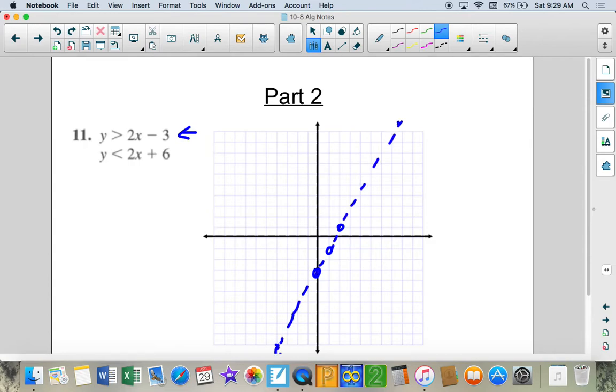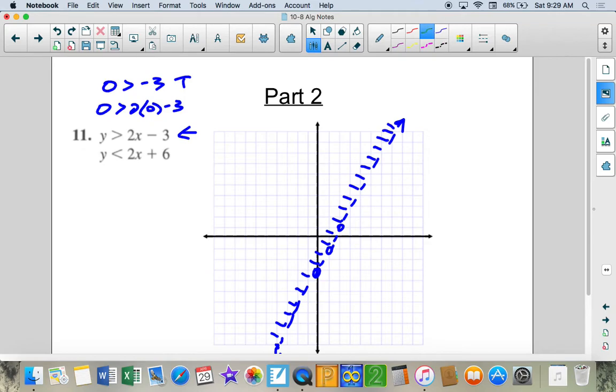And now I'm going to draw a dotted line representing the border. I'm going to test the point 0, 0. Is 0 greater than -3? That is true. So I'm going to use my little hairs shading towards that true point.